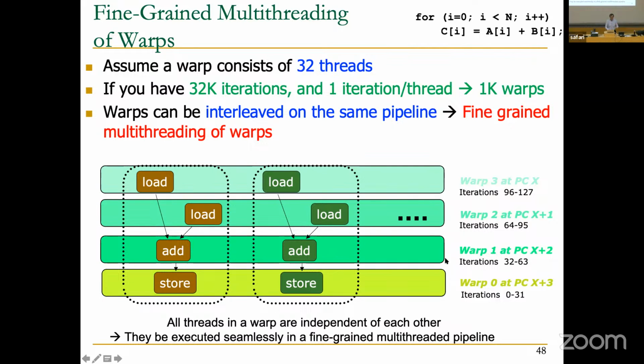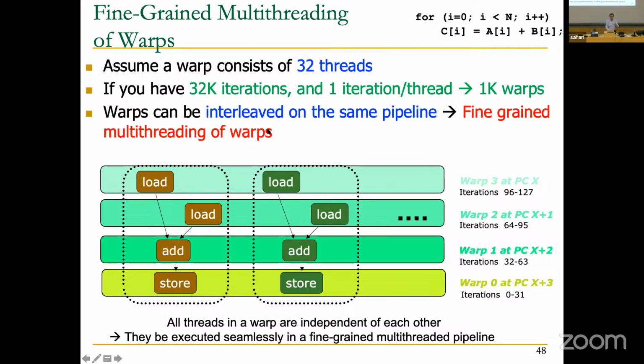In the add unit, you may actually have warp 1 at PC X plus 2 executing iterations 32 through 63. In the load unit, because you may have multiple functional units, right? You may have warp 2 executing PC X plus 1, which is load over here, but iterations 64 through 95. And then in the other load unit, which you may have again, or pipeline load unit, you may have warp 3 executing iterations 96 through 127. So you can see that different sets of iterations are getting executed on different functional units.